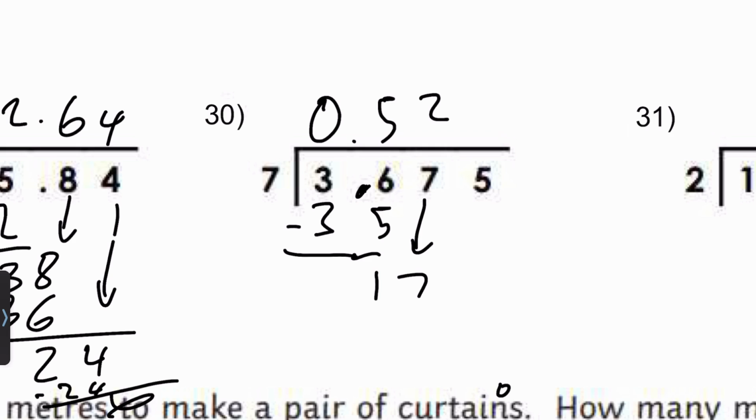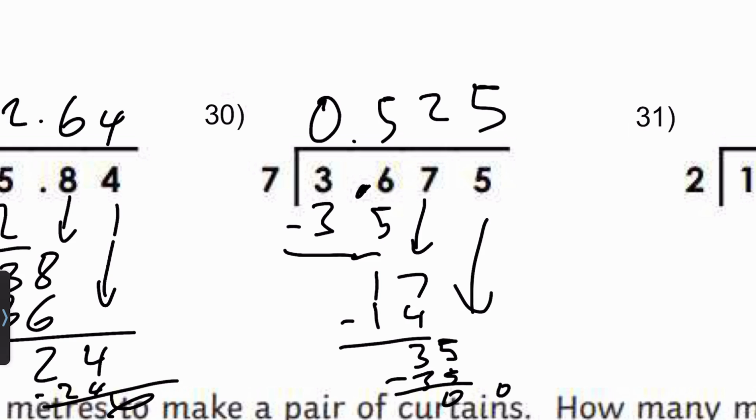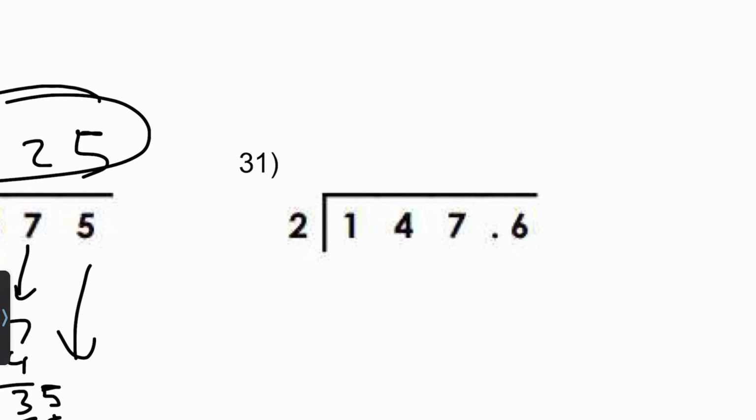Twice. 7 times 2 is 14, and you get 3. Bring down the 5. How many times does 7 go into 35? 5. And the remainder is 0. And there is your answer. And let's do this again.